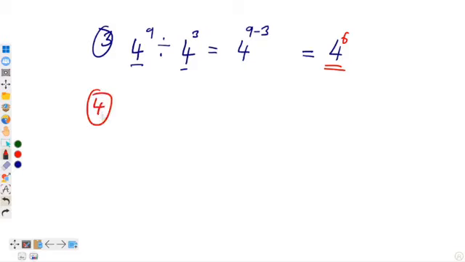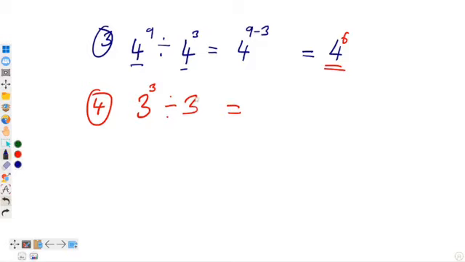So we now move on to our fourth example under division of indices. Let's say we have something like 3 to the power 3 divided by 3. So this 3, remember what I said?